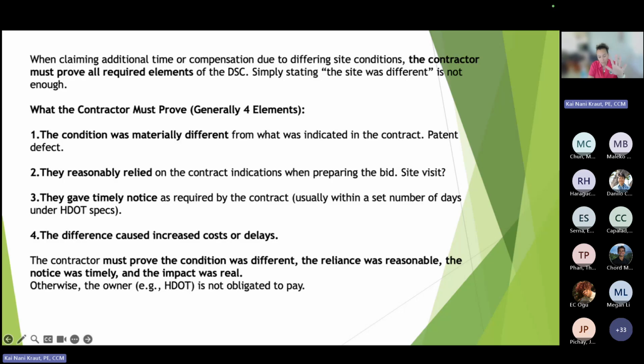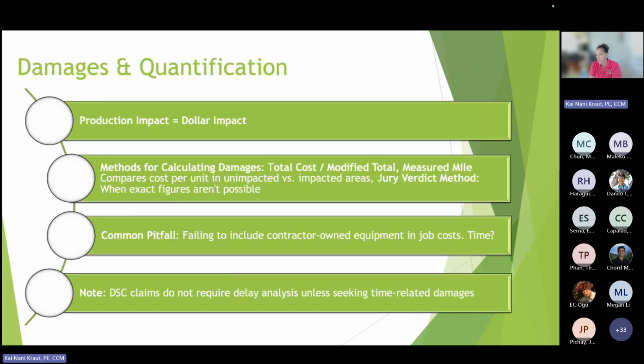So when we talk about the checklist next week, we'll talk about that, because I know we're running out of time. So again, production impact equals a dollar impact. Method for calculating damages, that's probably something we'll do in the next one. What are the total costs, modified costs?